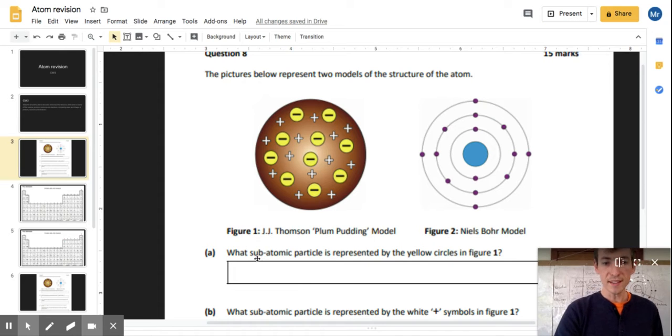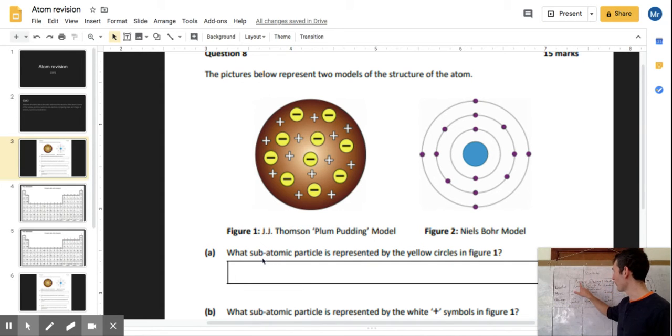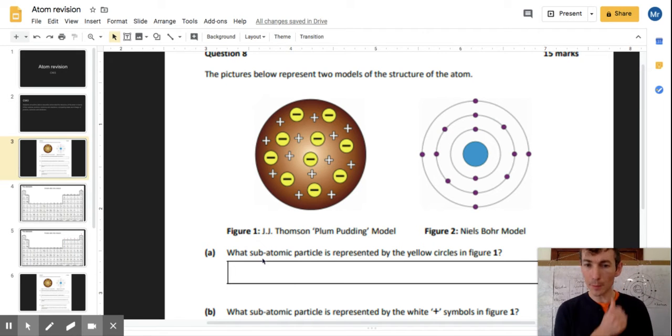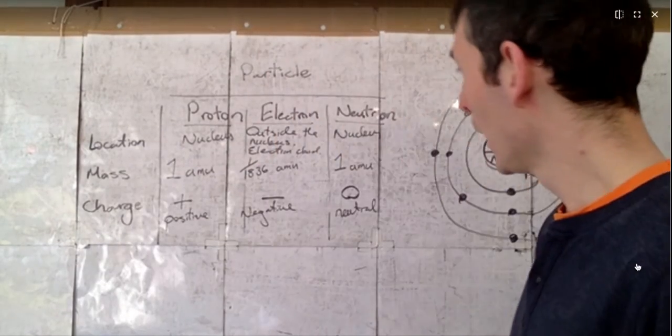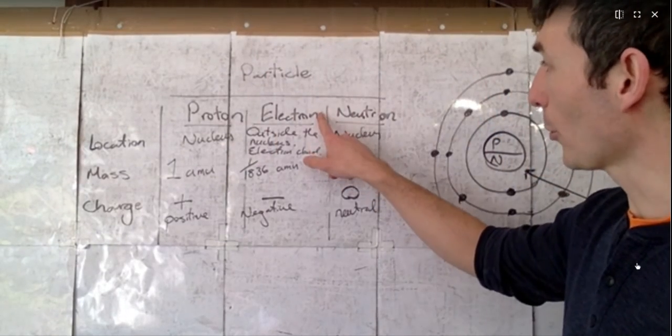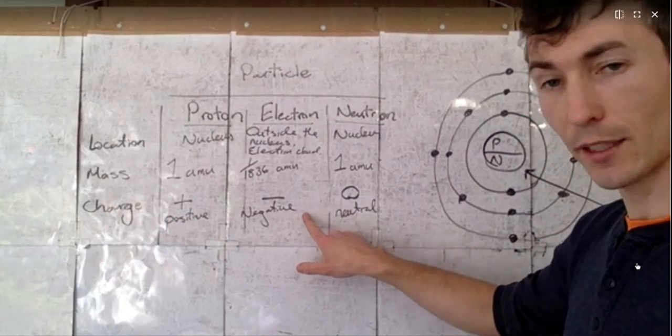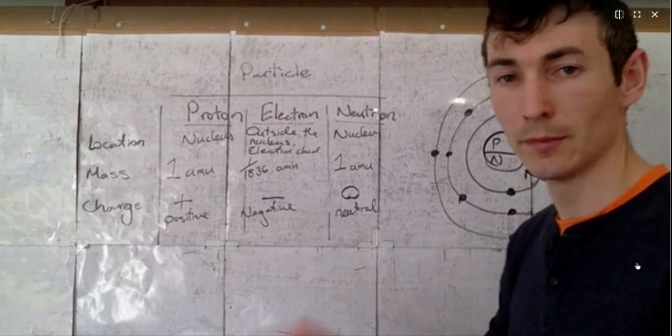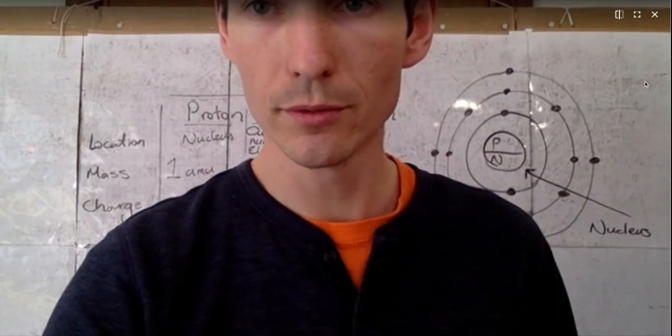So the question is, what subatomic particle? So don't get confused by that. That just means, are we talking about protons, electrons, or neutrons? One of those three is represented by the yellow circles in figure 1. Okay, so we can see on those yellow circles, they've got a minus symbol or a negative symbol. Now, if we go back to our table, there's only one subatomic particle, an electron, that's got a negative symbol, a negative charge. So that will be the answer to that question.